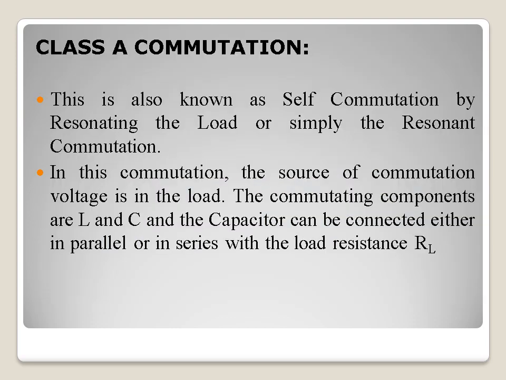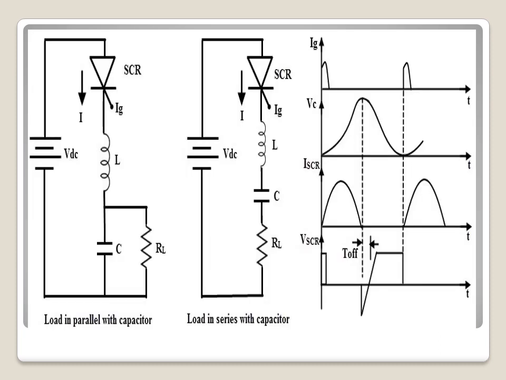Class A commutation. This is also known as self-commutation by resonating the load, or simply resonant commutation. In this commutation, the source of commutation voltage is the load. The commutating components are an inductor and a capacitor, and the capacitor can be connected either in parallel or in series with the load resistance RL. In this circuit, we can see the load in parallel with the capacitor and the load in series with the capacitor.